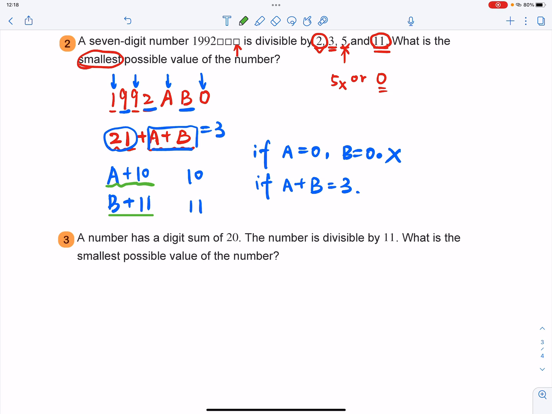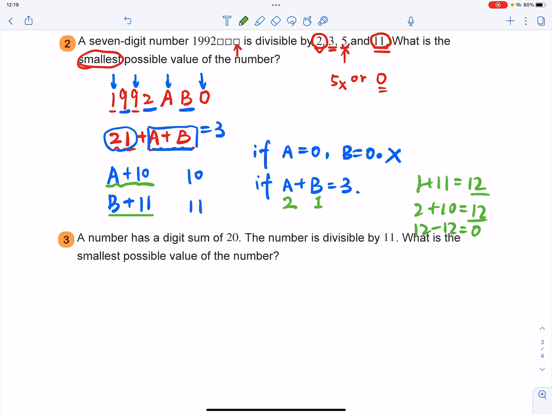Is that possible to get that? Of course, it is possible. You just let A equal 2 and let B equal 1. And that way, you see, B plus 11 will be 1 plus 11, which is 12. And A plus 10 will be 2 plus 10, which is also 12. And you use 12 minus 12, that gives you 0. And that makes this number a multiple of 11.